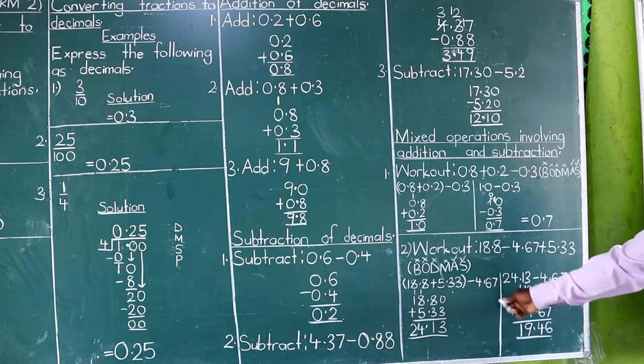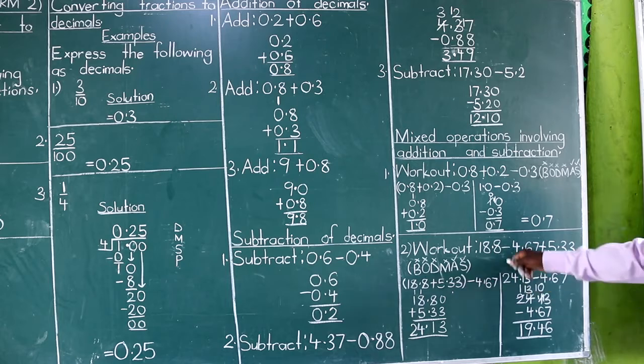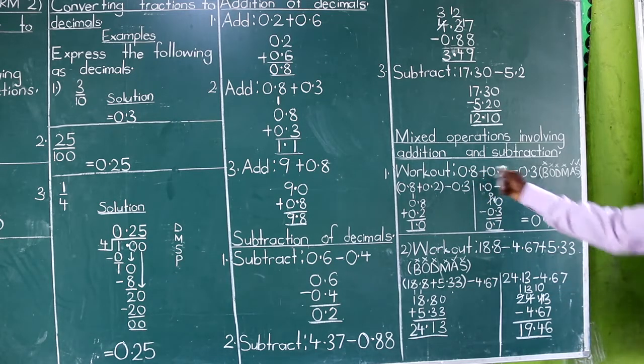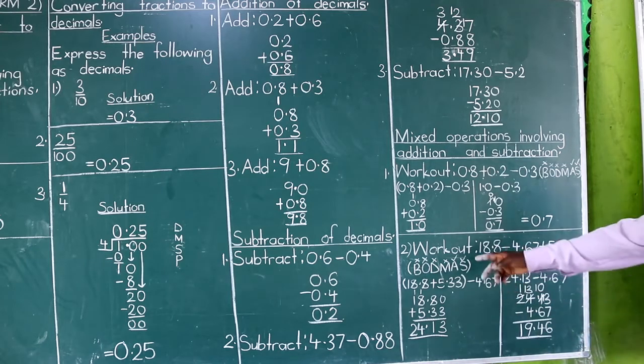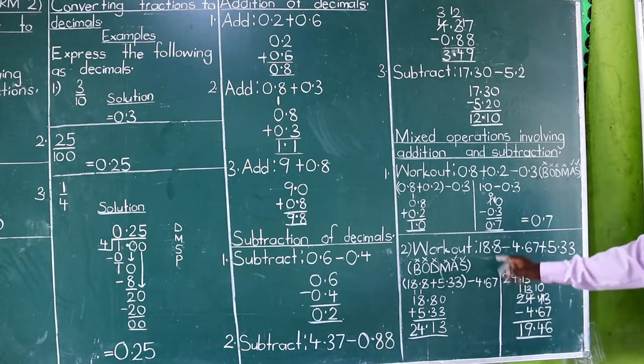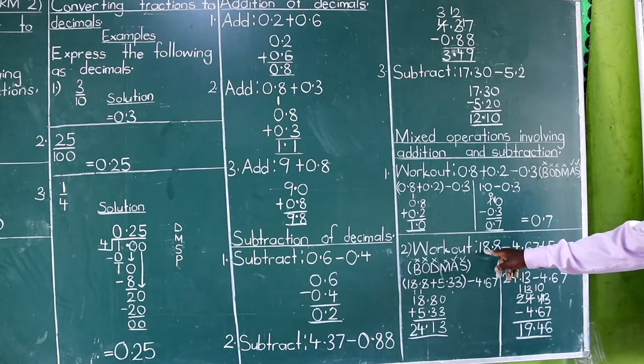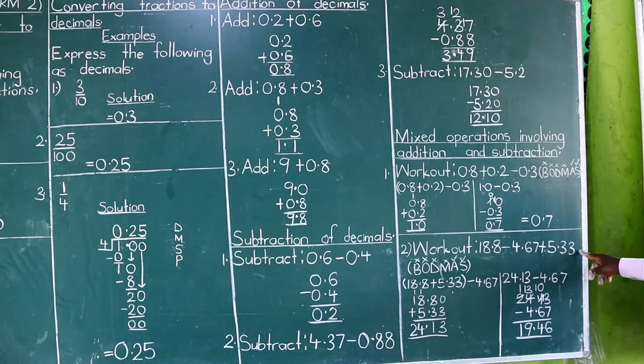So I've got to change this order, to start with addition, then the minus comes last, like it was in number 1. That one was already in order. We just dealt with it as it was, for the addition was coming first. But here, addition is coming last, and the subtraction was coming first. But BODMAS tells us to add first. So follow BODMAS. Therefore, we rewrite this very number and say 18.8 plus 5.33, then later minus 4.67.